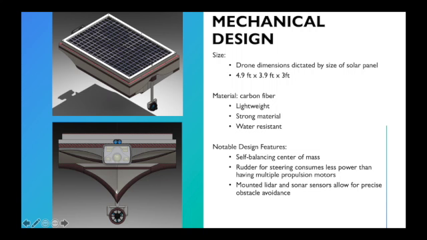The size of our drone ended up being determined by the size of solar panel that we used. The final dimensions are roughly 5 feet by 4 feet by 3 feet. We selected carbon fiber as the material to decrease the drone's weight while maintaining its strength and water resistance. And some notable design features include a self-balancing center of mass, a NEMA 17 stepper motor that rotates a T200 thruster to provide the drone with propulsion and steering, and LiDAR and sonar allow the drone to avoid obstacles.